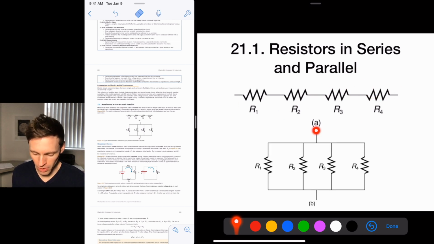This is called parallel, where notice the current is coming in from the top here. And now this is like a checkout line at Hy-Vee, where there's always people checking you out, okay?